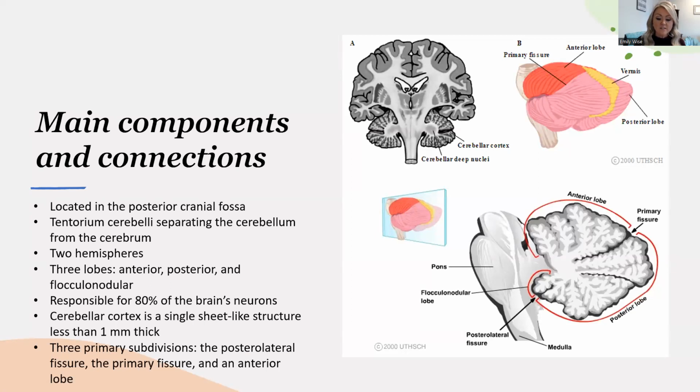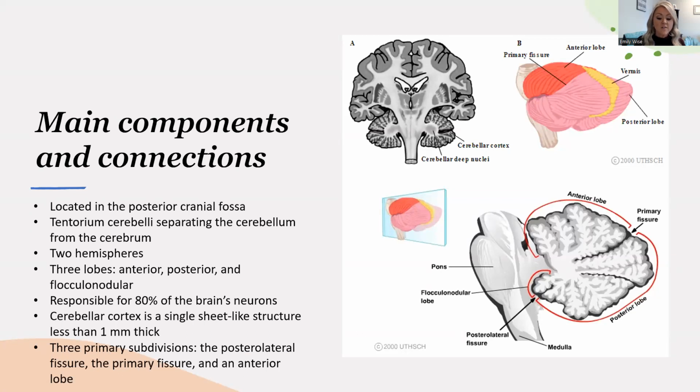Two hemispheres comprise the cerebellum and are divided into three lobes: anterior, posterior, and flocculonodular, separated by two transverse fissures. The cerebellum is responsible for 80% of the brain's neurons organized in a thick cellular layer. The cerebellar cortex is a single sheet-like structure less than 1 millimeter thick with accordion-like folds that contain gray matter.